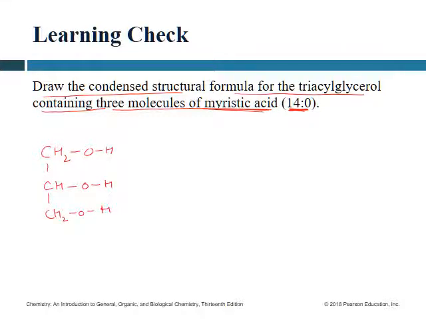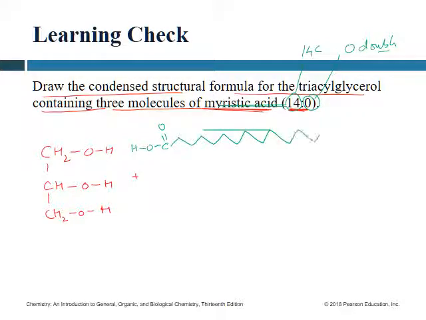Right, and if you have 3 fatty acids, what does this 14:0 mean? So you have 14 carbons and 0 double bonds, right? That means this fatty acid is a saturated fatty acid. So we can have 14. So this is OH, right? And then you can have 14 carbons: 1, 2, 3, 4, 5, 6, 7, 8, 9, 10, 11, 12, 13, 14. Right? Again you can have OH.